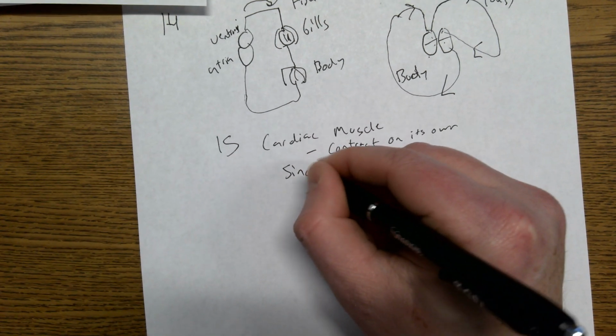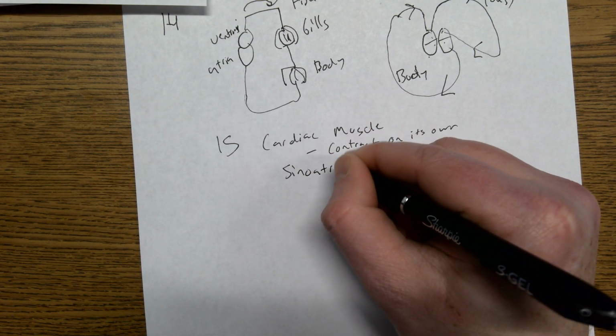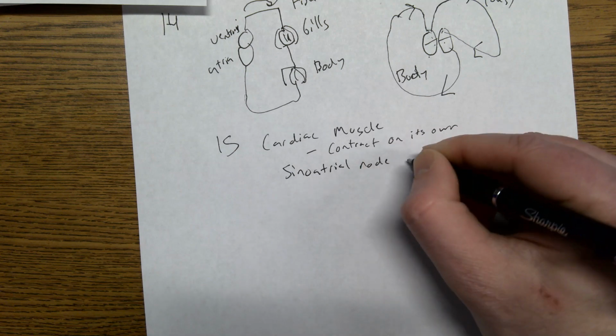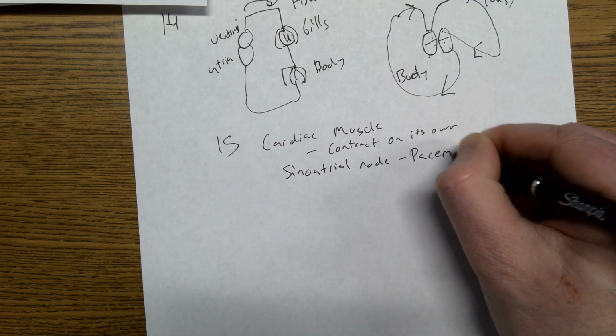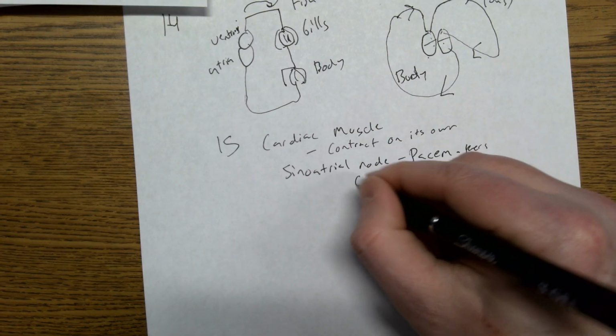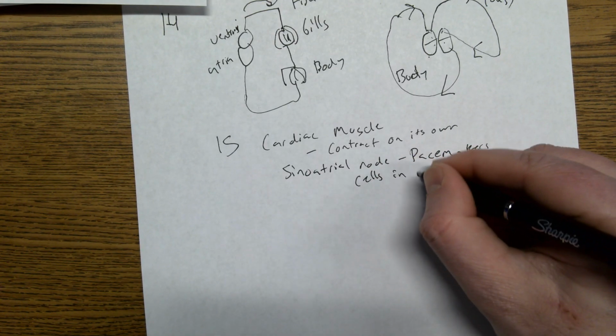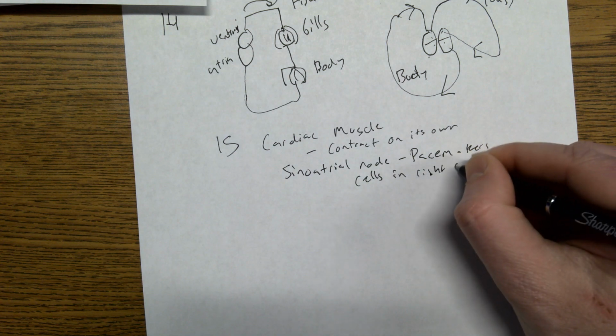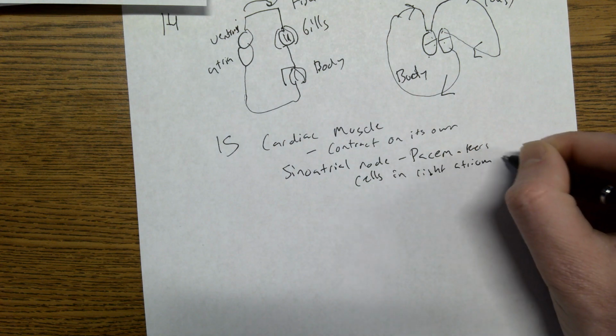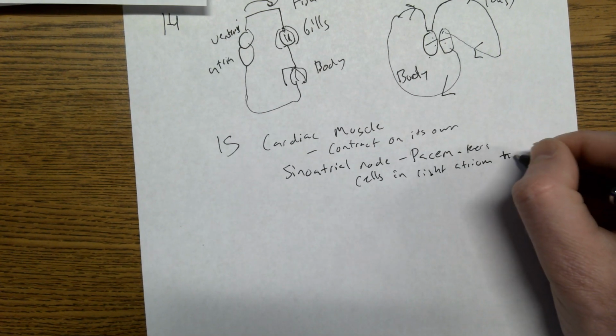Well, it's controlled by the sinoatrial node, also known as the pacemaker. And so this is a set of cells in the right atrium that tells the heart to beat.